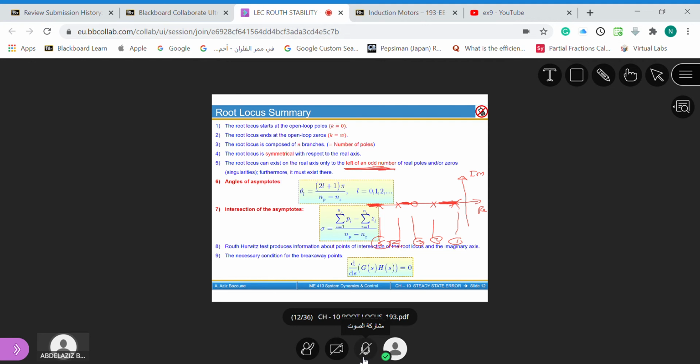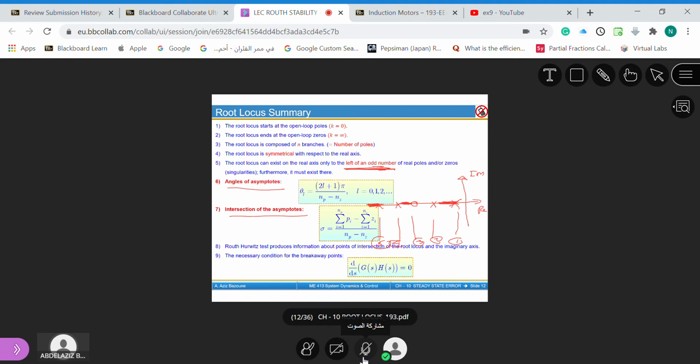So the angle of asymptote, we will take them to be (2L plus 1) multiplied by pi divided by the number of poles minus the number of zeros. Number of poles, if we have 2 poles, we'll say NP is equal to 2. If we have number of zeros, we'll say NZ is equal to 0. Intersection of the asymptote, it will be sigma.